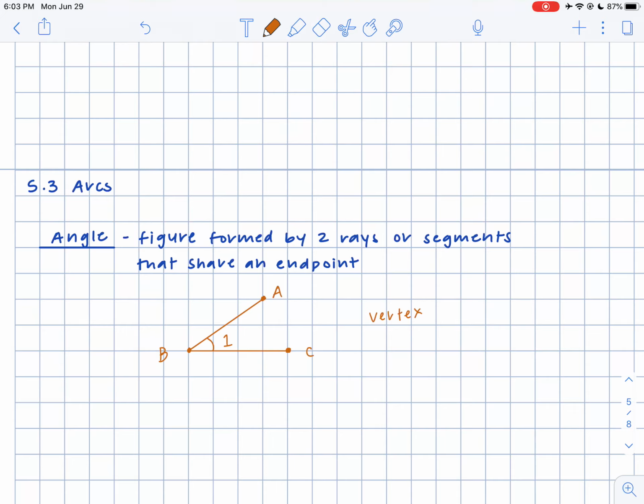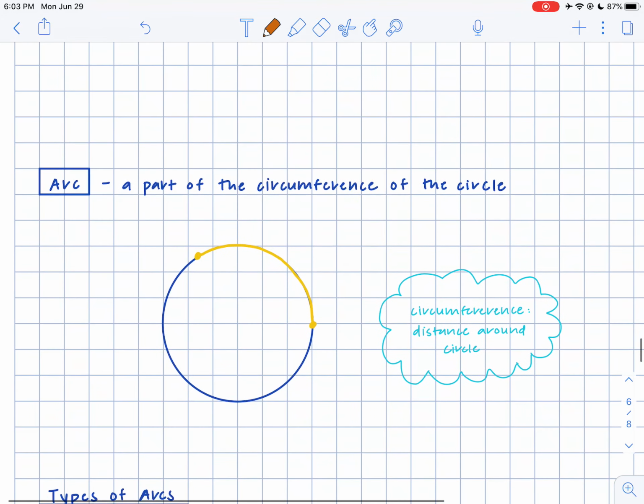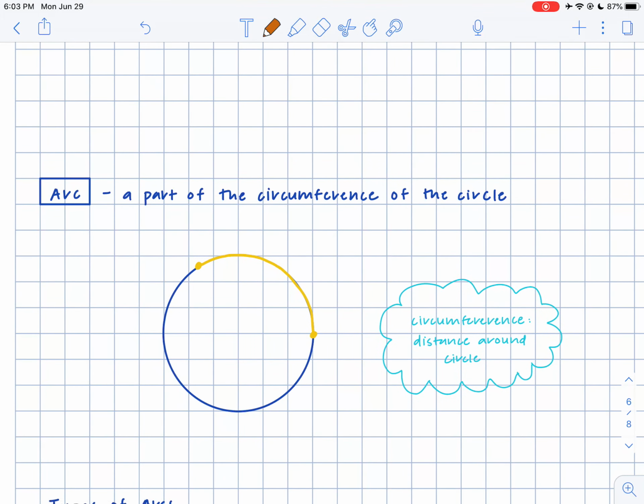Okay, so remember in 5.2, we talked about chords, diameters, and radii. Those were straight segments for circles. Now we're going to talk about the curved parts of a circle, which are the arcs. Okay, so that was an angle, and let's get into what an arc is.